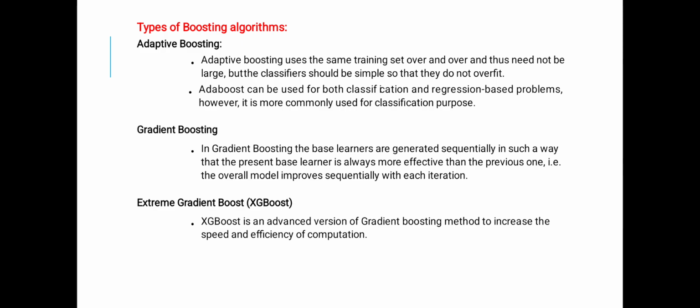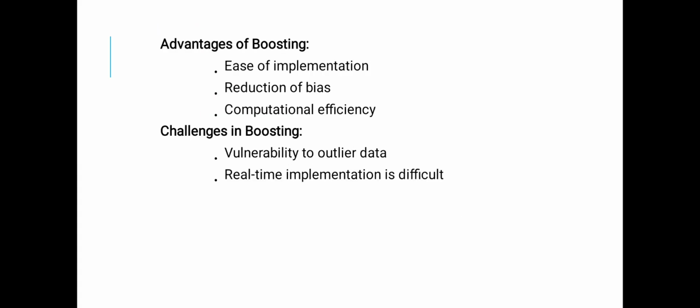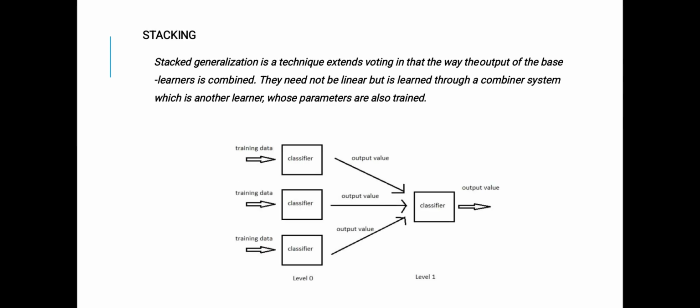Gradient boosting. In gradient boosting, the base learners are generated sequentially in such a way that the present base learner is always more effective than the previous one. That is, the overall model improves sequentially with each iteration. Extreme gradient boosting is an advanced version of the gradient boosting method to increase the speed and efficiency of computation. The advantages of boosting are ease of implementation, reduction of bias, computational efficiency, etc. And the challenges are vulnerability to outlier data and difficulty in real-time implementation.